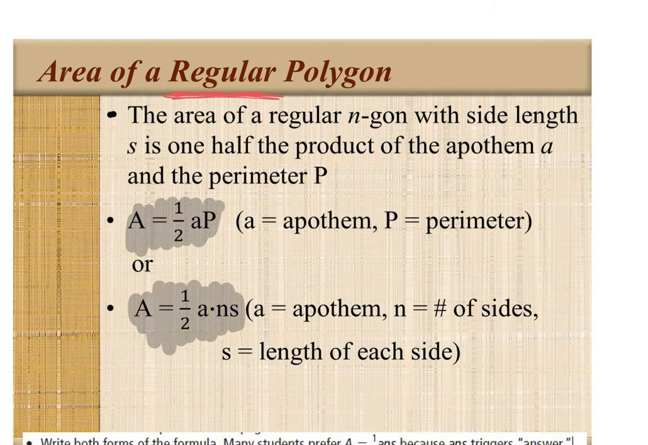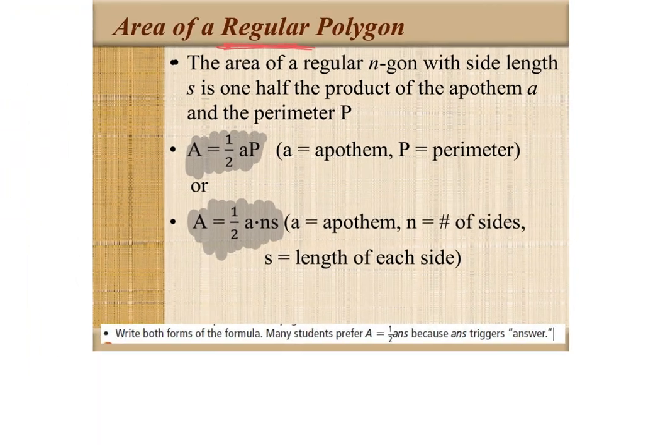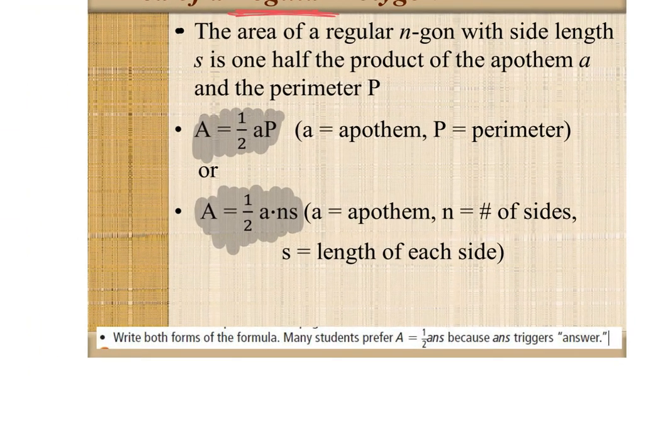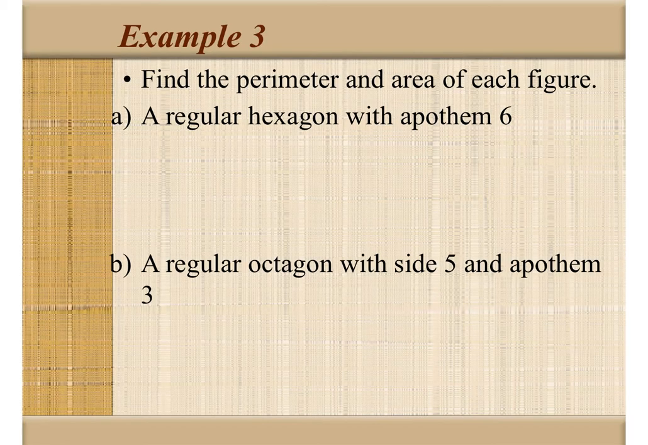Okay? One thing that I want you to notice. Do you see how it spells ANS in the bottom one? That's the way that you can remember the formula, because I think of ANS as like the answer, right? So it's 1/2 the answer. So your area is 1/2 apothem times number of sides times the side. Cool?